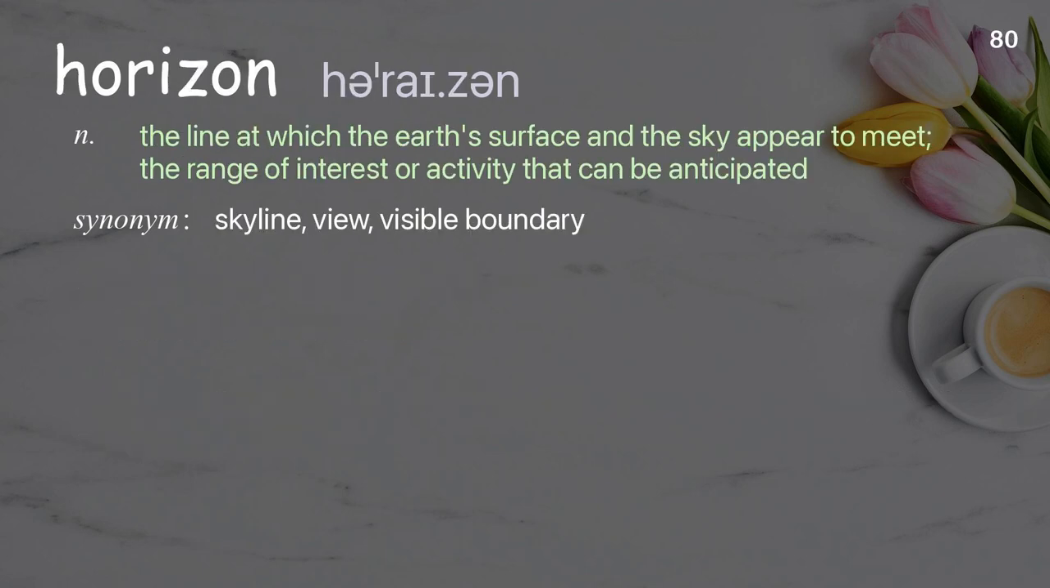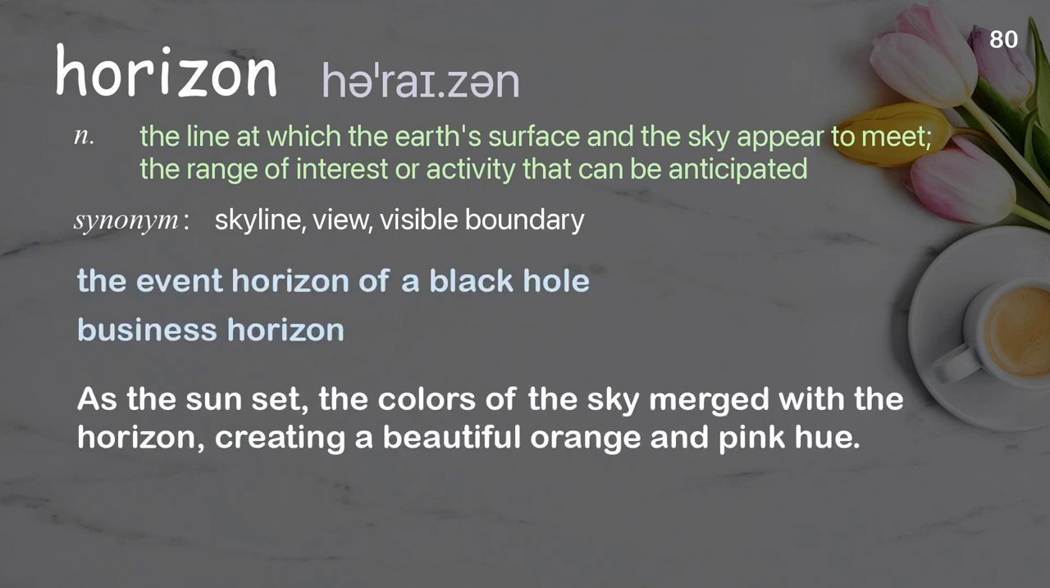Horizon. The line at which the Earth's surface and the sky appear to meet; the range of interest or activity that can be anticipated. Examples: The event horizon of a black hole. Business horizon. As the sun set, the colors of the sky merged with the horizon, creating a beautiful orange and pink hue.